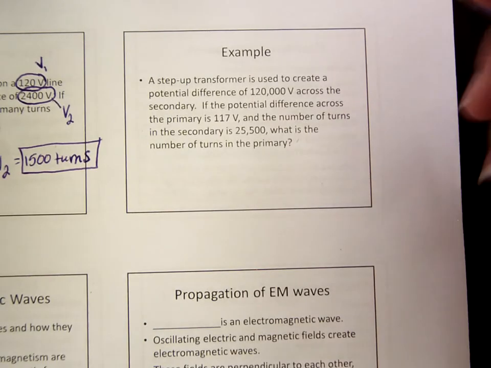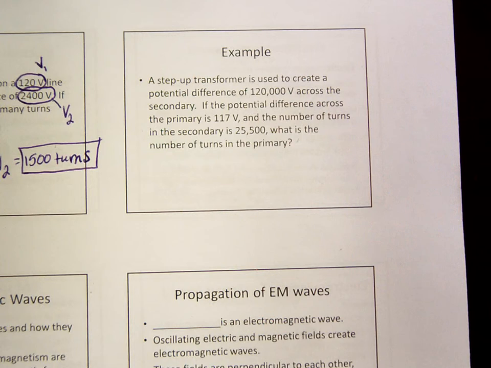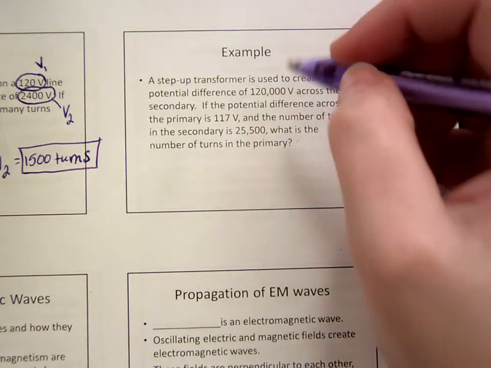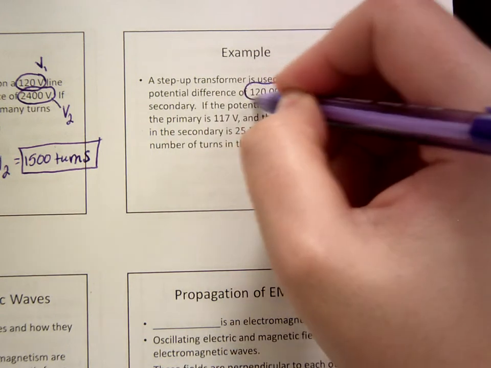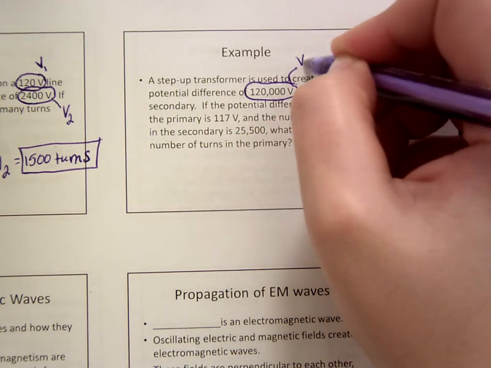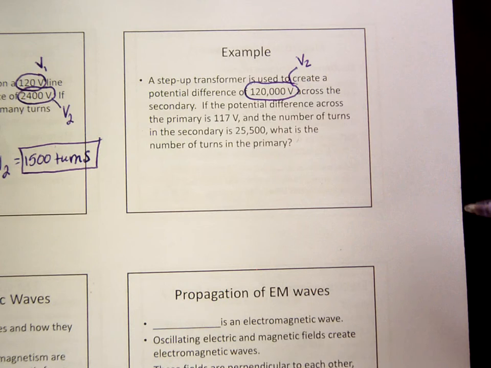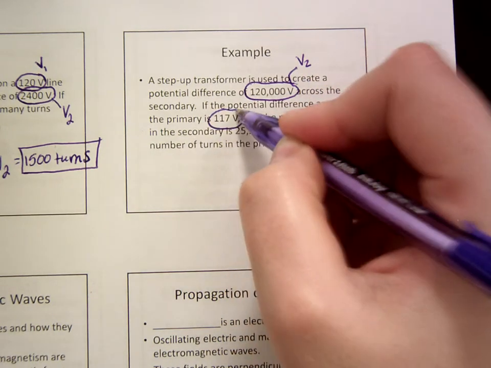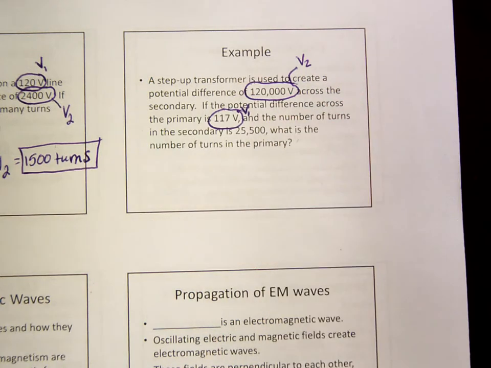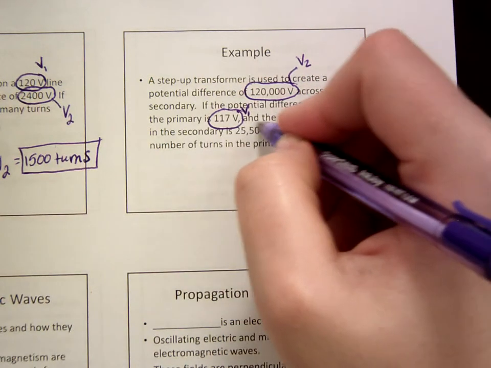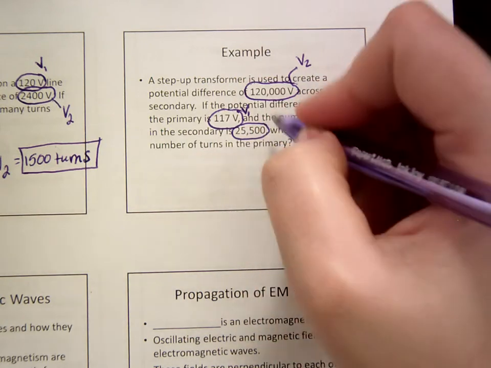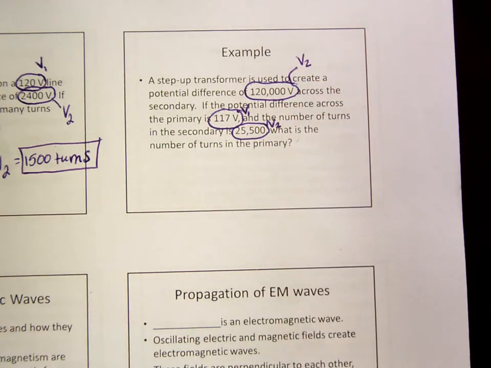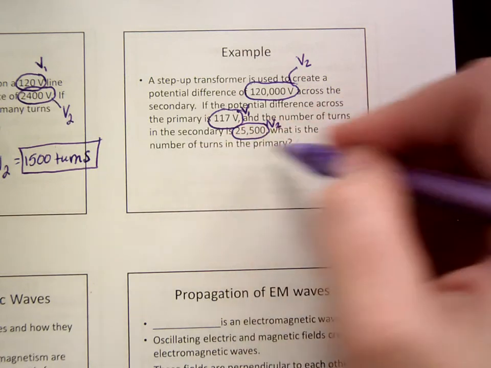So another example. A step-up transformer is used to create a potential difference of 120,000 volts across the secondary. So this is V2. The potential difference across the primary is 117. So that's V1. The number of turns in the secondary is 25,500. So that's N2. And we're looking for the number of turns in the primary, which is N1.